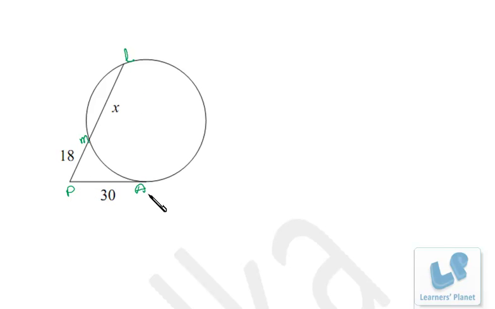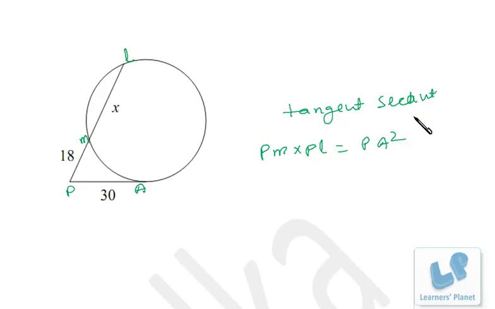Now for tangent and secant, a property is there. I just write it over, that is known as the tangent secant theorem. So PM into PL is equal to PA square, right? That is the tangent secant theorem. Now you just have to put in the values of PA, PM and PL to get the value of X.